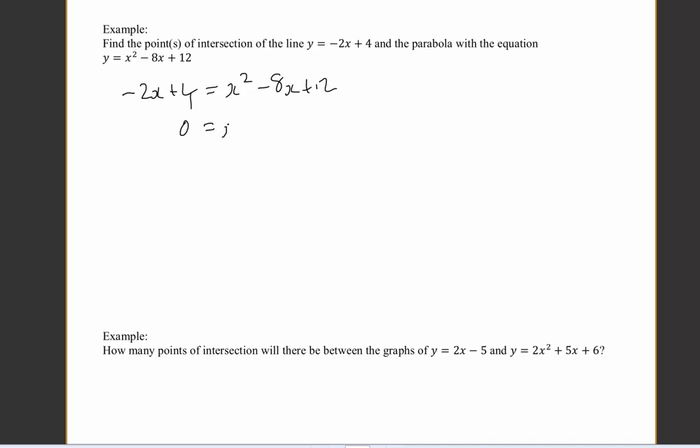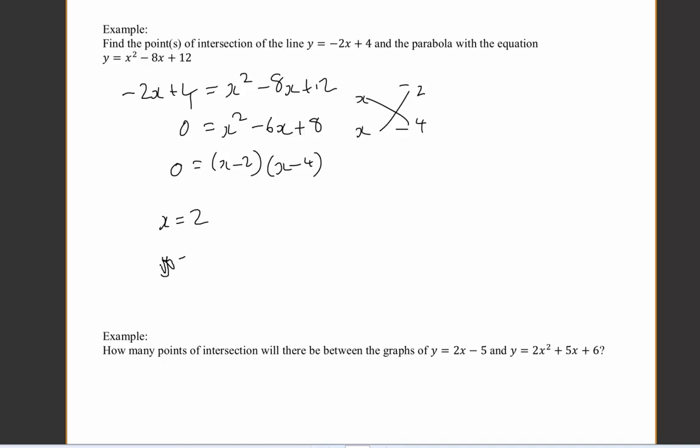I'm going to go 0 equals x squared. I'm going to add 2x to both sides, which gives me negative 6x, and I'm going to subtract 4 from both sides, which means that I've got positive 8. All right, let's see if we can factorize this thing, and it's going to be 2 and 4 x, and they're both going to be negative. 0 equals x take 2, x take 4. Okay, so it's obvious that there's two solutions here. So first solution is going to be when x is equal to 2, and the other solution is going to be x is equal to 4.